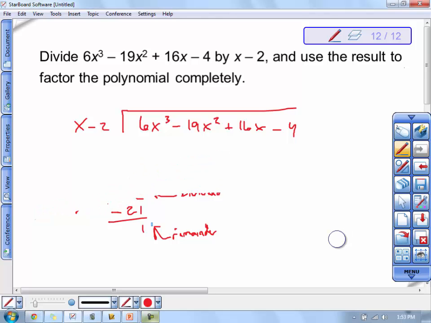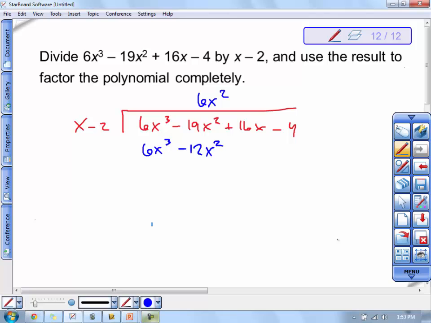Okay, it's a little longer, obviously, maybe a little more confusing. But what we're going to do is we're going to say, what number can we put up here to multiply by x to get 6x cubed? Okay, that would be 6x squared, because 6x squared times x gives me 6x cubed. Now, I'm going to line it up with the x squared term so I can keep everything lined up and organized. So it's 6x squared times x, which gives me 6x cubed. 6x squared times negative 2 gives me negative 12x squared.